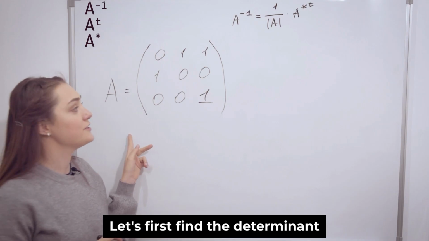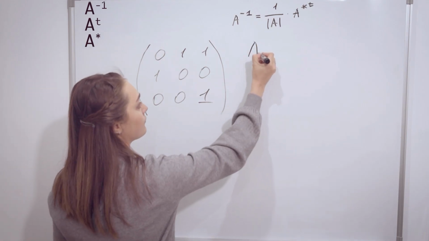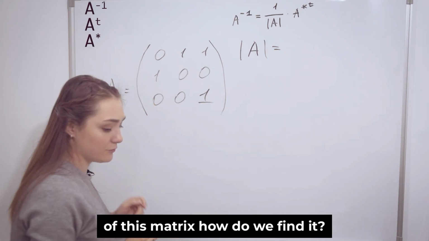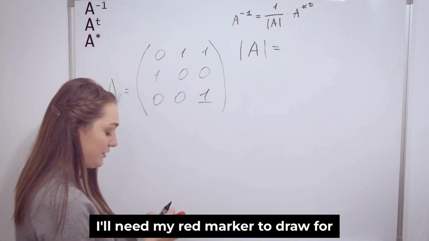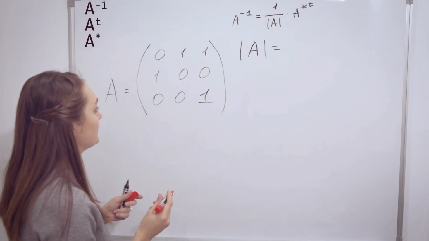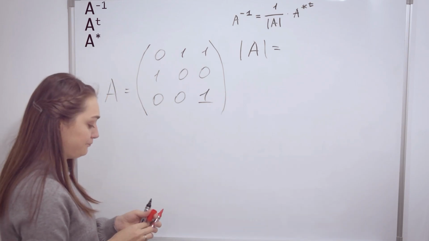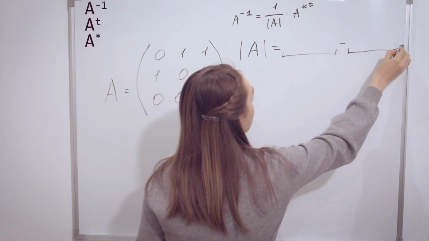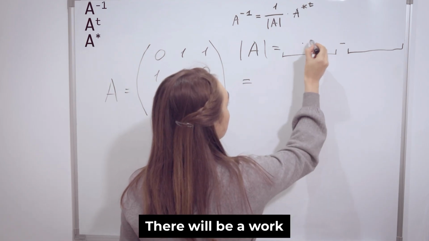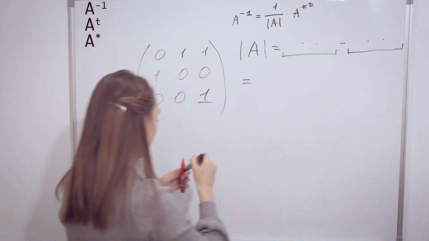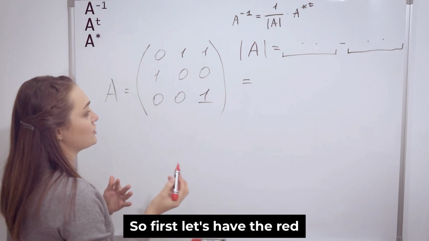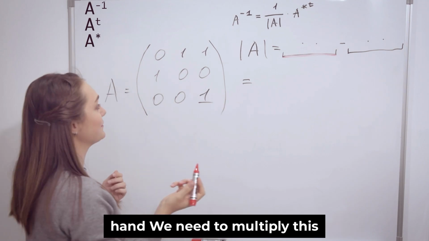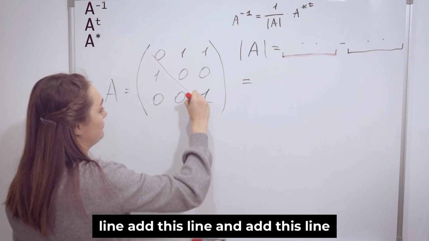Let's first find the determinant of this matrix. How do we find it? I'll need my red marker to draw for you. So we need minus, we need to find this product. There will be a product here. There will also be a product here. Now I will explain to you. First let's have the red part, and the other part will be blue. Watch my hand. We need to multiply this line, add this line, and add this line.